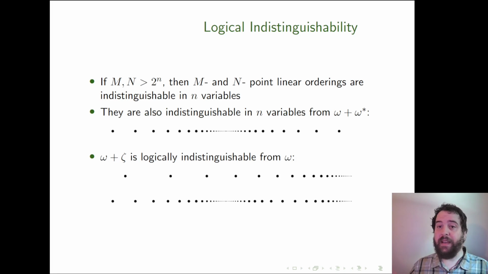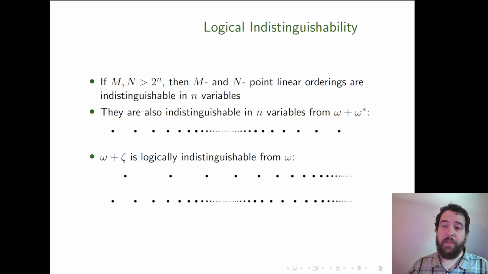And you can also prove by induction that these large linear orderings look like my favorite linear ordering. This linear ordering, omega plus omega star, it just looks like a really large finite linear ordering, but of course it's infinite. And as a result, something kind of subtle happens that allows us to prove that omega plus zeta, so this linear ordering down at the bottom where we have omega followed by a copy of zeta, is logically indistinguishable from omega.